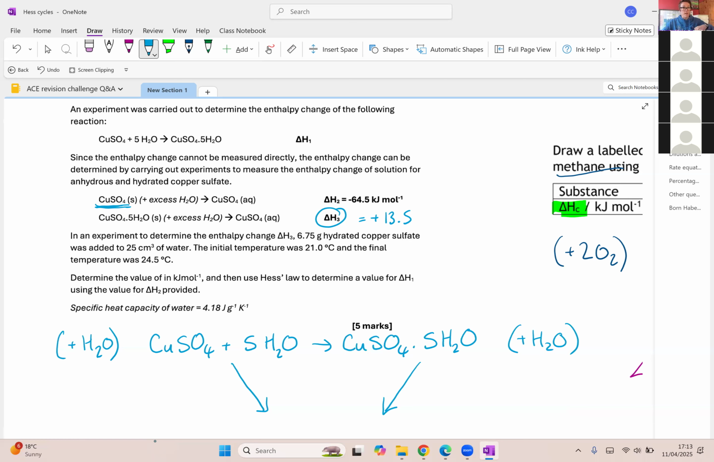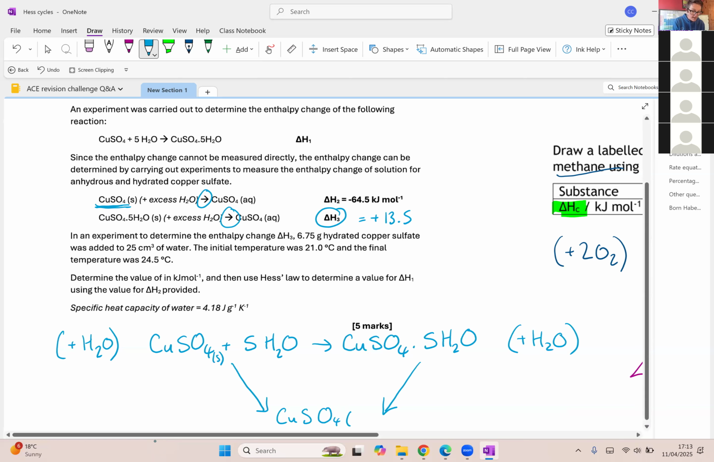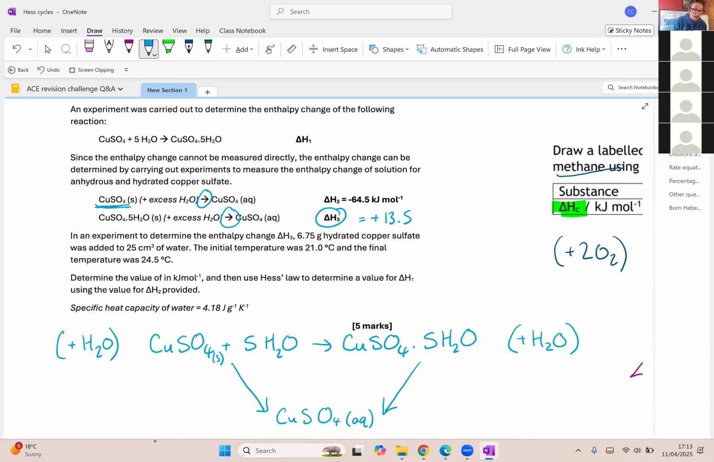So the arrows go down because they're just reaction arrows. They're just these arrows here. They go from solid copper sulfate, which is here, to copper sulfate aqueous. So both reactions 2 and 3 have aqueous copper sulfate in common. And so that's my minus 64.5. And then this one is my plus 13.5 that we worked out in the question. And that's because I'm going from hydrated copper sulfate to the solution.